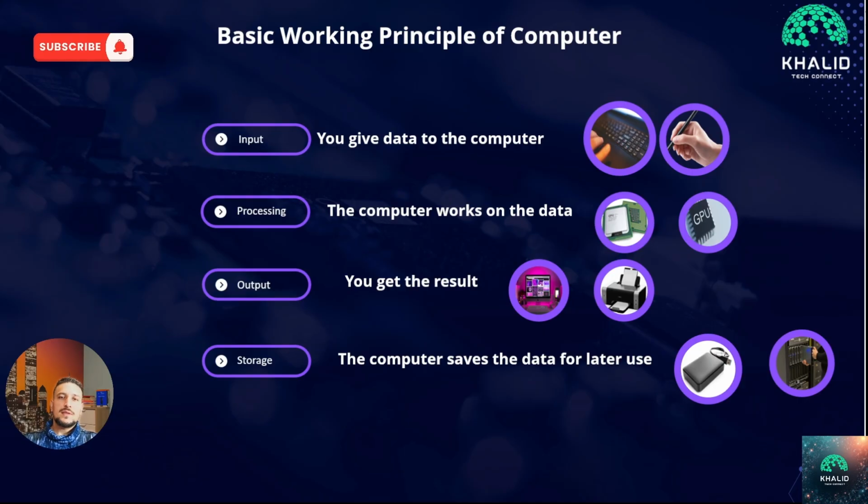And then, of course, last but not the least, storage. We use the storage for the purpose of storing all that information and data in our computer, like an external drive, a memory card, or nowadays, of course, cloud storage. For example, iPhone has its cloud storage, Google has cloud storage, Microsoft, and many other cloud storages that can save our data on the cloud. So this was about the four basic principles of computer.